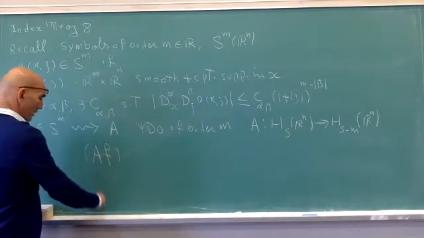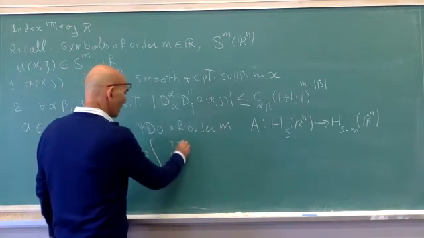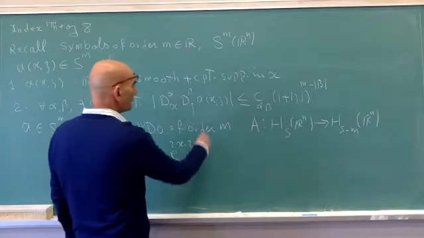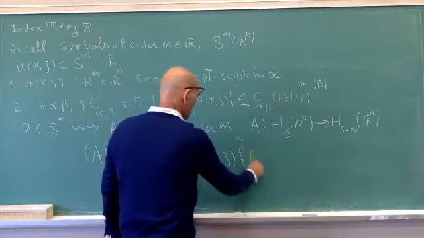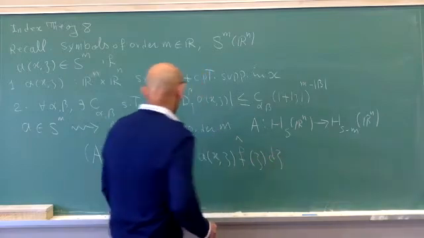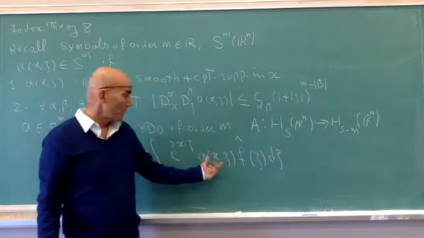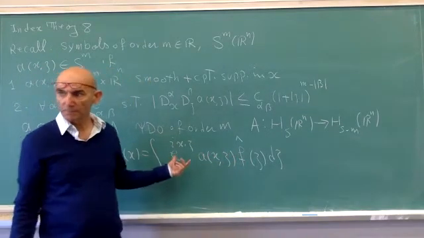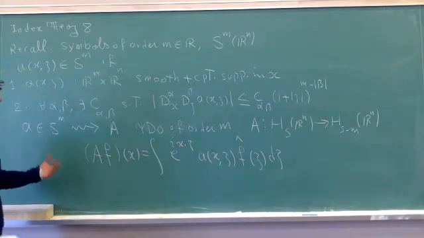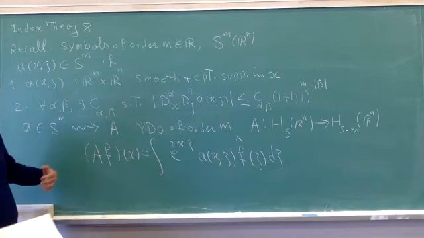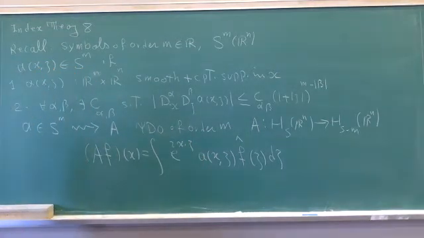A f of x equals the integral over Rn of e to the i x dot ξ, and then the symbol A of x and ξ, and the Fourier transform of f at ξ, and then dξ. So it's like the formula that we saw for differential operators. You Fourier transform, multiply by the symbol, and take the Fourier transform back. That's the trick: if you go to Fourier mode, you can talk about some operations that don't have obvious manifestations in position space, but in momentum space they have these nice incarnations, which is really cool.